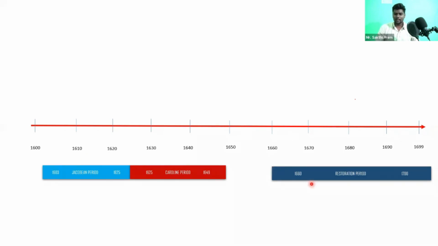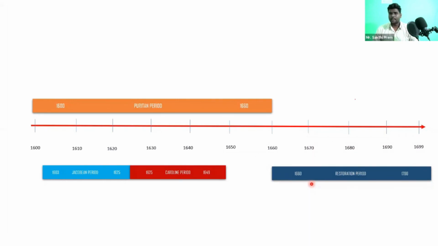And the period from 1660 to 1700 is the Restoration period, because this is demarcated quite clearly in all the history of English literature books, because the next stage, the Augustan age, begins from 1700. So we can be sure that this period extends from 1660 to 1700. As I mentioned earlier, the first half of the 17th century is the Puritan period.